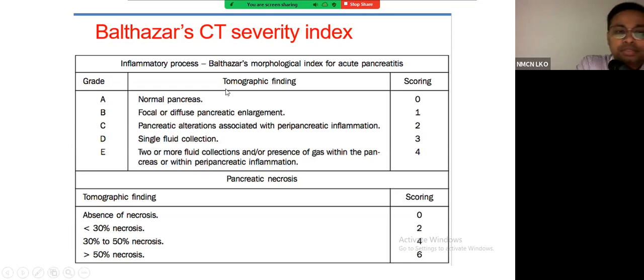Now, there is a CT severity index, that is the Balthazar index, and two things are assessed. One is the tomographic finding, that is the appearance of the pancreas, and the other is the proportion of necrosis of the pancreatic parenchyma.